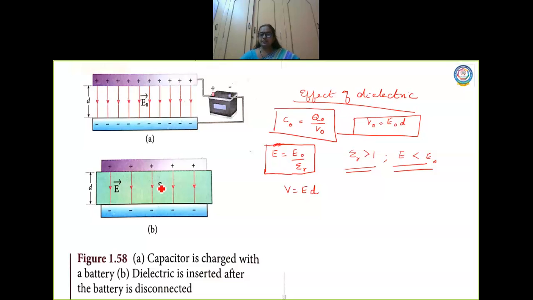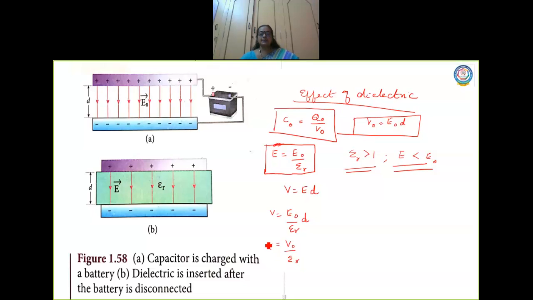So V is equal to E into D. I will substitute the value of E to be E naught by epsilon R into D. So this will be the potential. E naught by epsilon R into D. Now what is E naught into D? I can write this E naught into D as V naught by epsilon R.